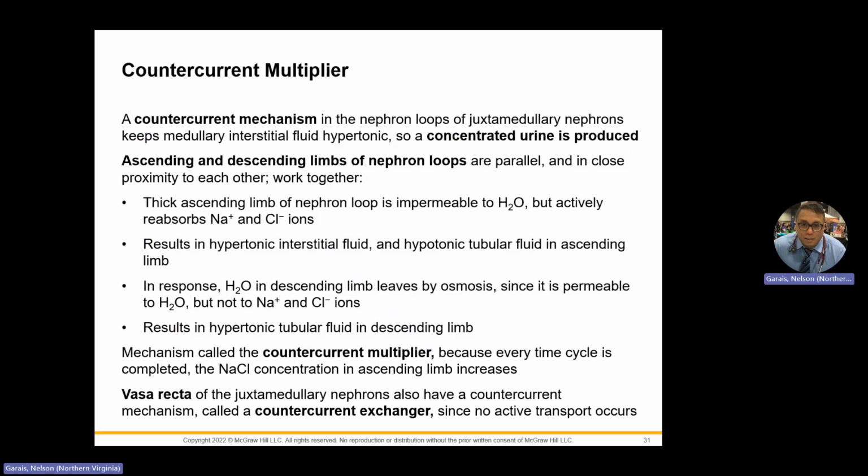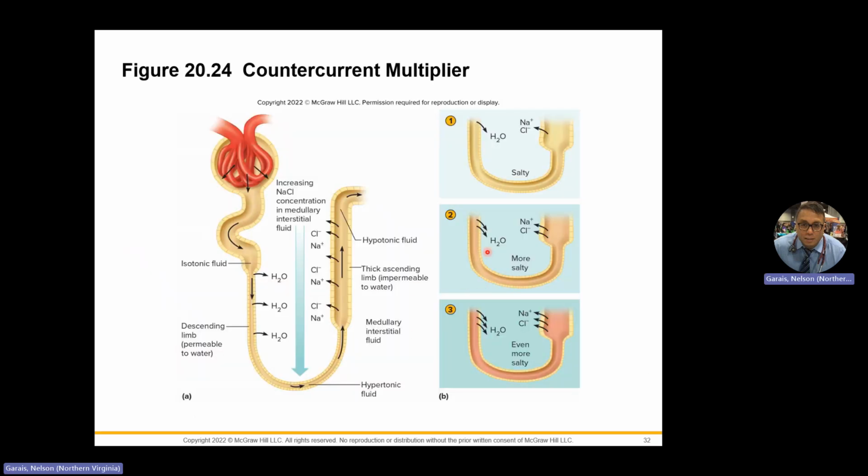That's all the stuff that I talked about here. And it creates a countercurrent, as you can see here. This is a rather neater picture of what I just drew.